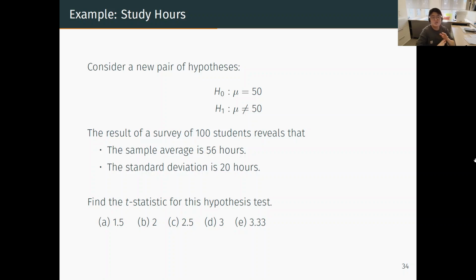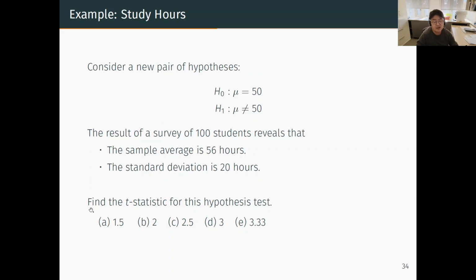So now it is your turn. I changed the numbers slightly. So try this. The first question: I changed the hypothesis to this. For the final exam, I believe students spend 50 hours on average to prepare. That is my belief. So I surveyed 100 students, and from the survey, I find that the sample average is 56 hours, and the standard deviation is 20 hours, right? This is what I calculate from 100 observations.